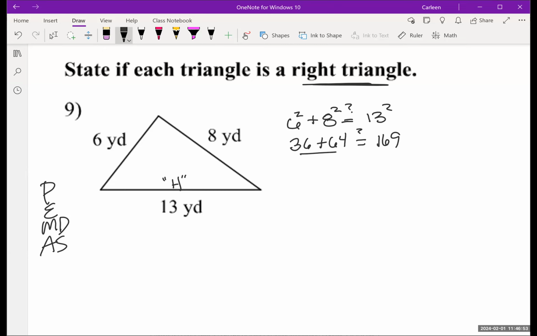Okay, combine like terms. Is 100 equal to 169? No. Now, our hypotenuse is too big. We don't have to say that. We just say no, not a right triangle. It is obtuse, correct. So if I asked you acute or obtuse, you would say obtuse, correct. So we're just going to say no. Yeah, so these are easier. You don't have to make that judgment. It's just yes or no.